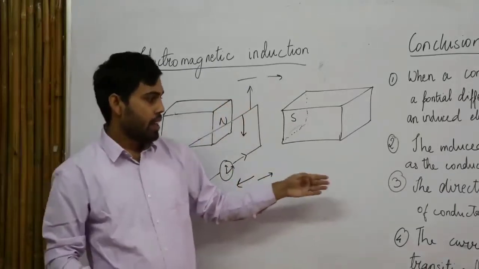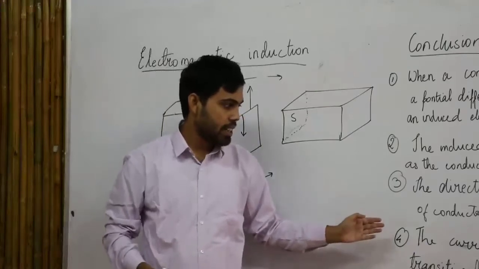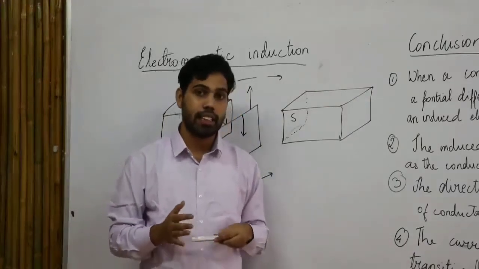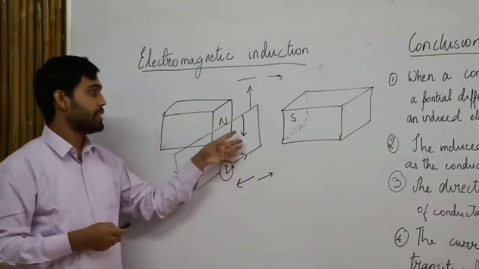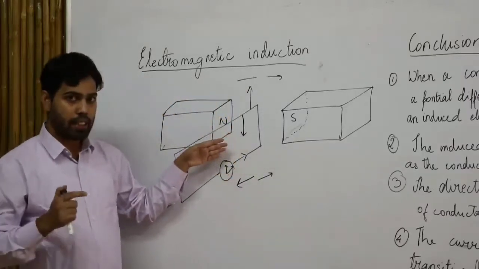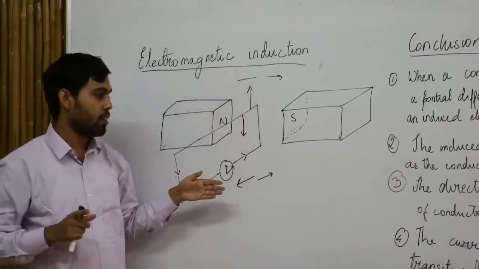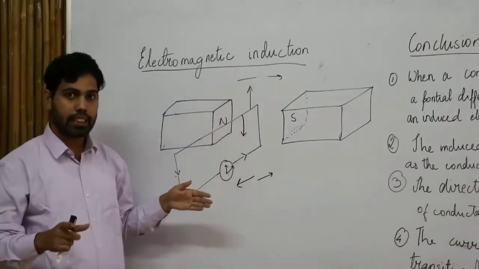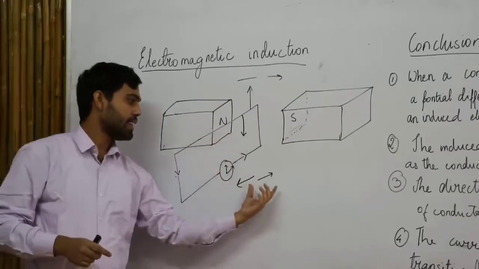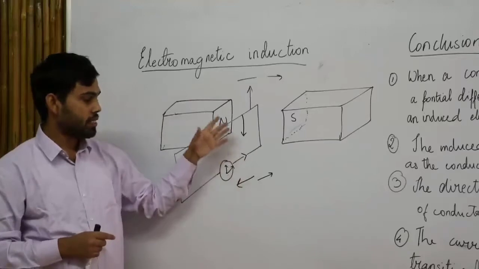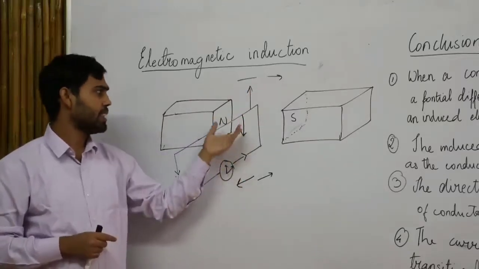The fourth point says that current induced in a conductor is transitional and alternating in nature. This current which is being induced here is first of all temporary. It lasts for a very short amount of time, and it is also alternating in nature, that means it changes direction after equal intervals of time. So these are the properties of the current which is induced here.